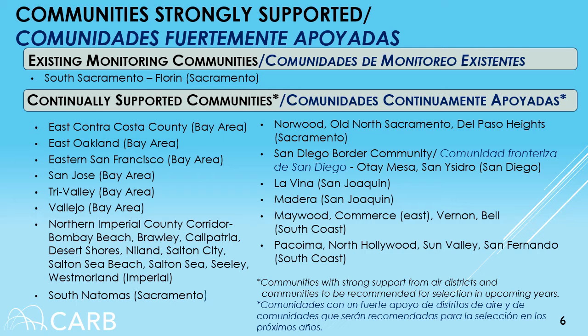The list is organized first by selected monitoring communities that the board asked staff to prioritize in 2019. Currently, that would be South Sacramento, Florin. Then the list is followed by communities from each air district, where the air districts are in alphabetical order.